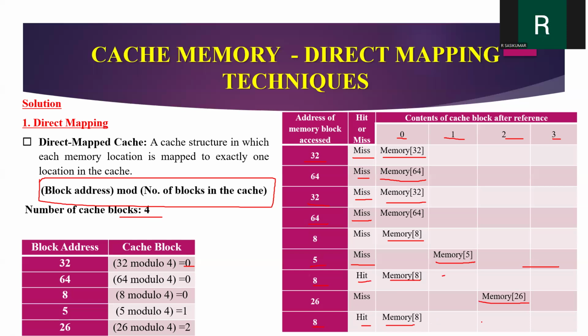So far, how many hits are there in this example? There are totally 2 hits and 7 misses. I hope you understand this direct mapping technique.